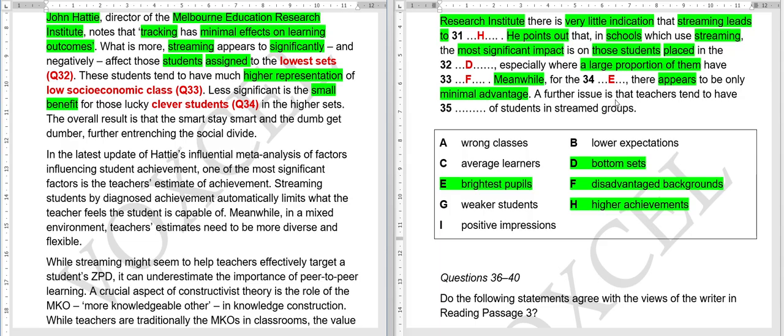A further issue is that teachers tend to have dash of students in streamed groups. Now we're talking about what teachers have. Further issue means one more issue we're talking about, that teachers tend to have something of students, like an opinion of students: wrong classes of students, low expectations. So if you have to pick a word out of the remaining five options, what kind of word do you think should be here?